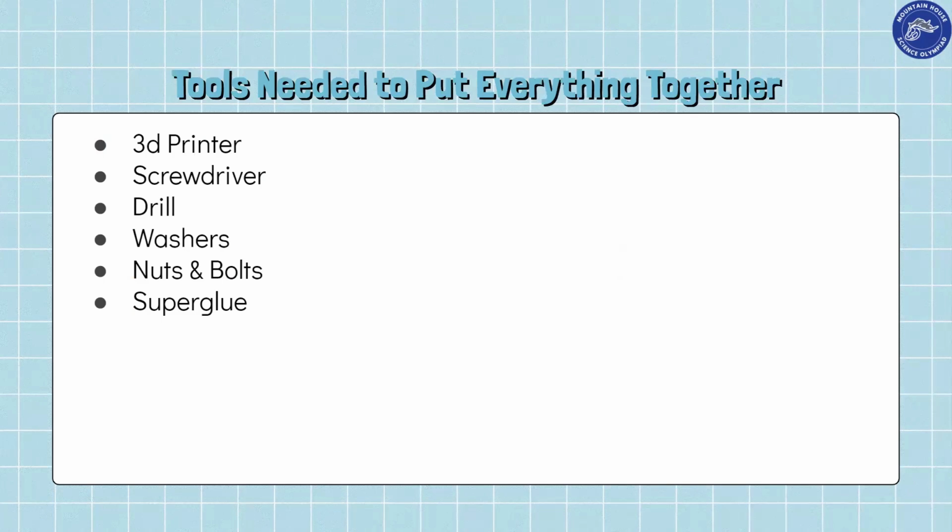Tools you need to put everything together: we use a 3D printer, screwdriver, drill, washers, nuts and bolts, and super glue. These are all just parts that we use to connect the pieces of our launcher and actually give it structure.